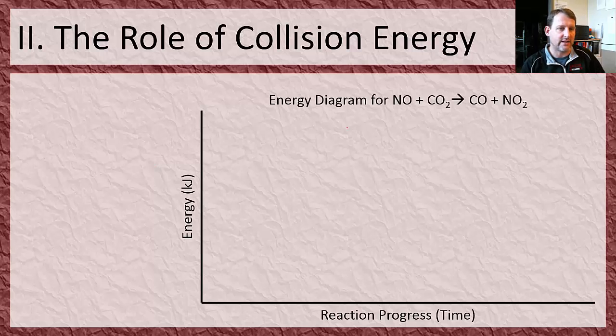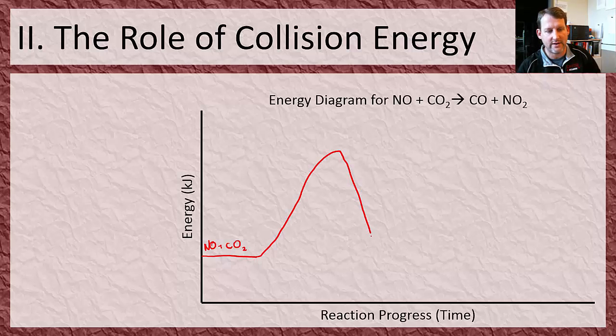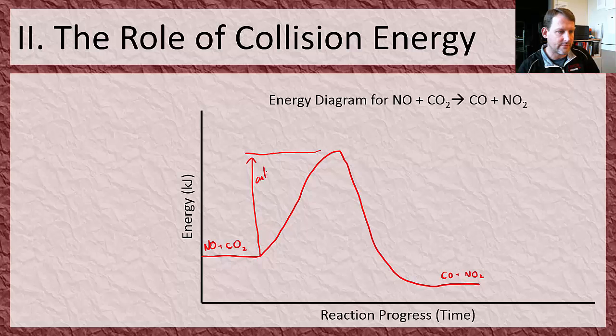So just to really clarify here, we start out with our reactants, right? This is NO plus CO2. We have this activation energy barrier of breaking bonds, and then it dies back down as we form bonds. And we get here CO plus NO2. This is that activation energy barrier. You've got to get over it in order to have the reaction.